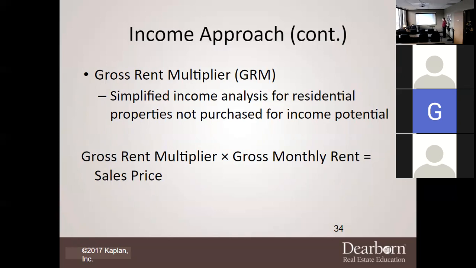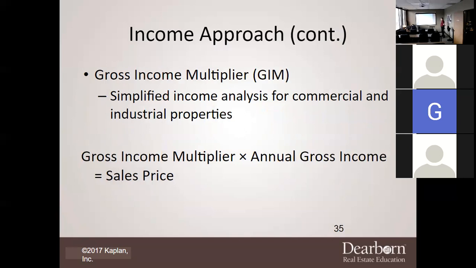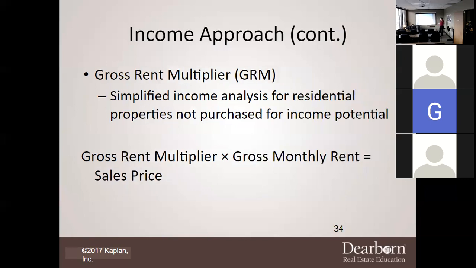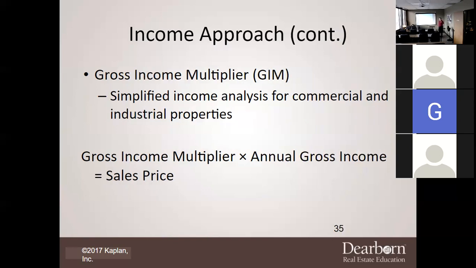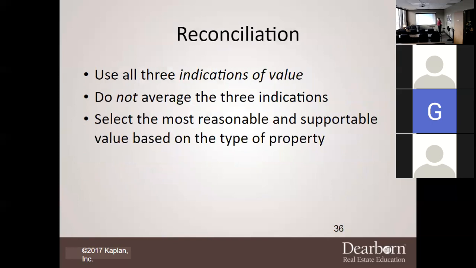Okay. There's also the gross income multiplier, and that's simplified income analysis for the commercial and industrial. So that's very key here. This one back here deals with residential. That's why there's an R. I always tell people, remember the GRM, residential. The GIM, think of industrial or commercial. Okay, that's where the I comes in. Same concept, you take the gross income multiplier by the annual gross income, come up with your sales price.